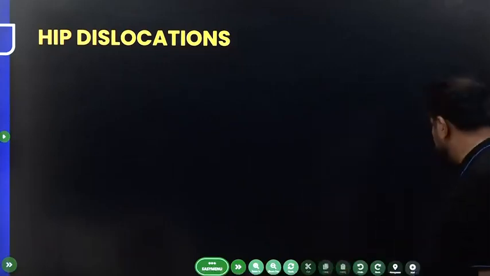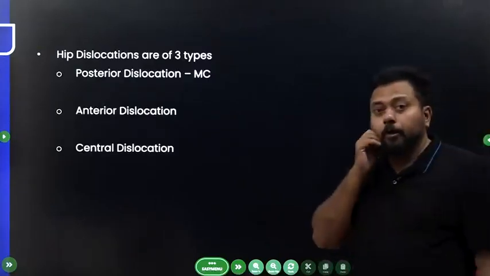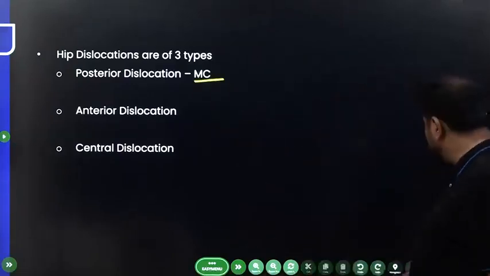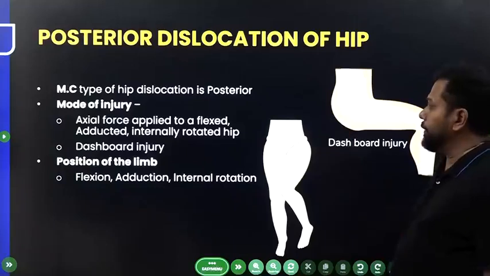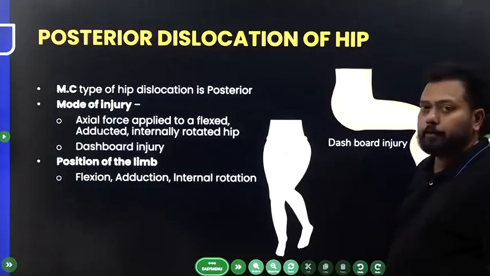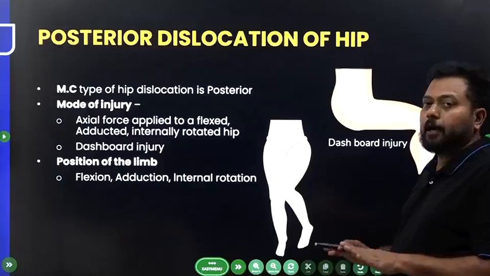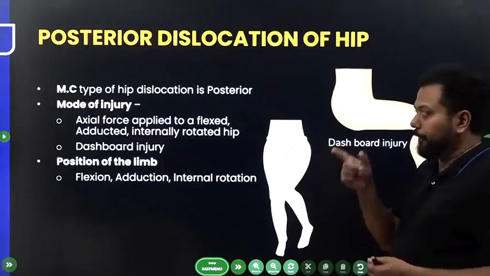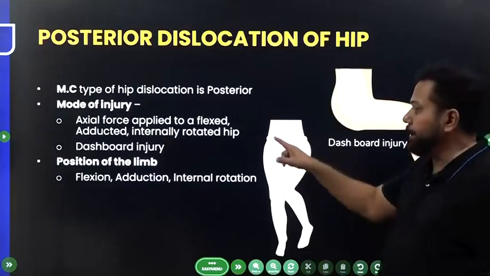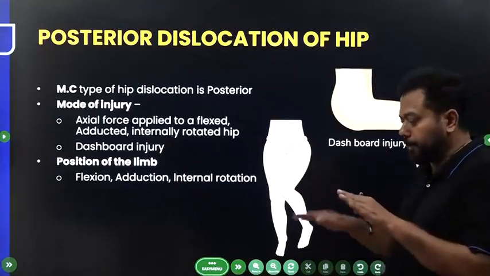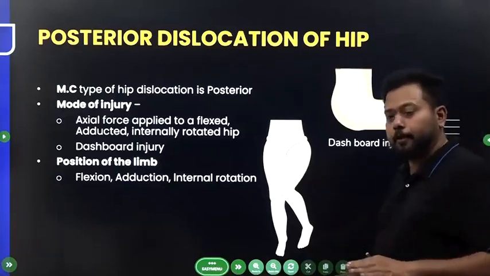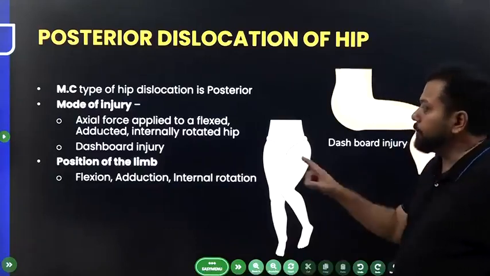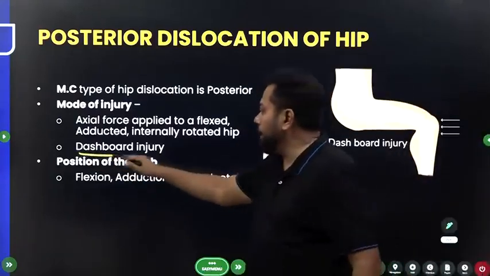Hip dislocations are of three types: posterior, anterior, central. The most common type is posterior dislocation of the hip. What is the mode of injury? The patient will be sitting in the front seat of a car without wearing a seat belt. Axial force is applied to a flexed, adducted, internally rotated hip. The knee goes and hits against the dashboard. Posterior dislocation happens. So it's called a dashboard injury.